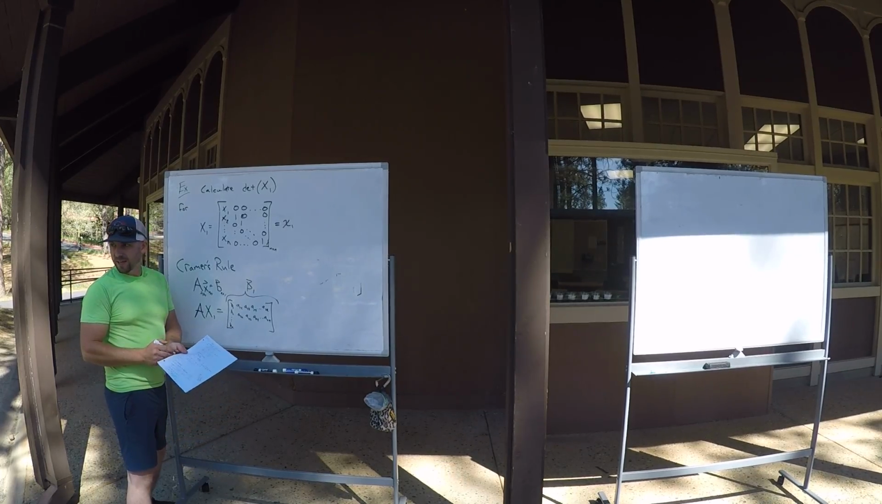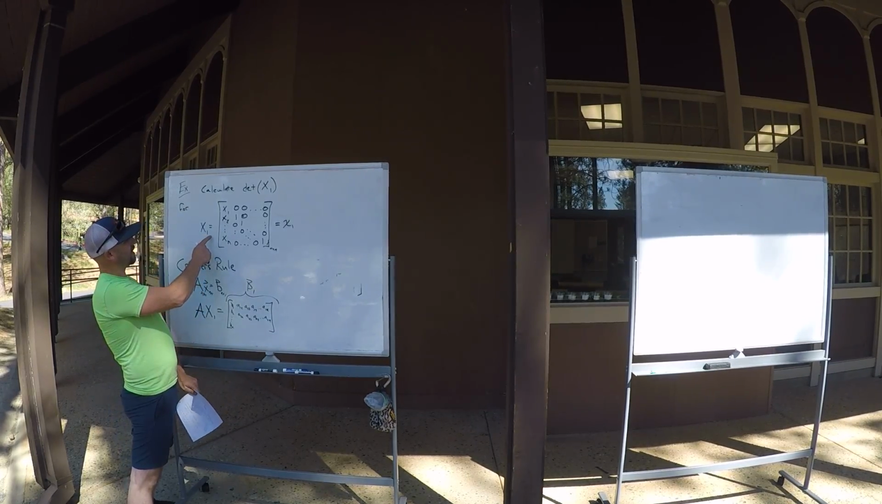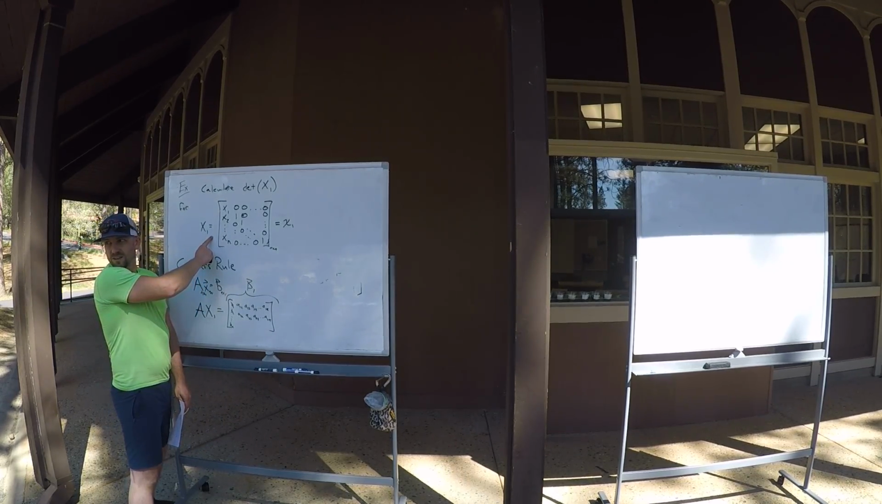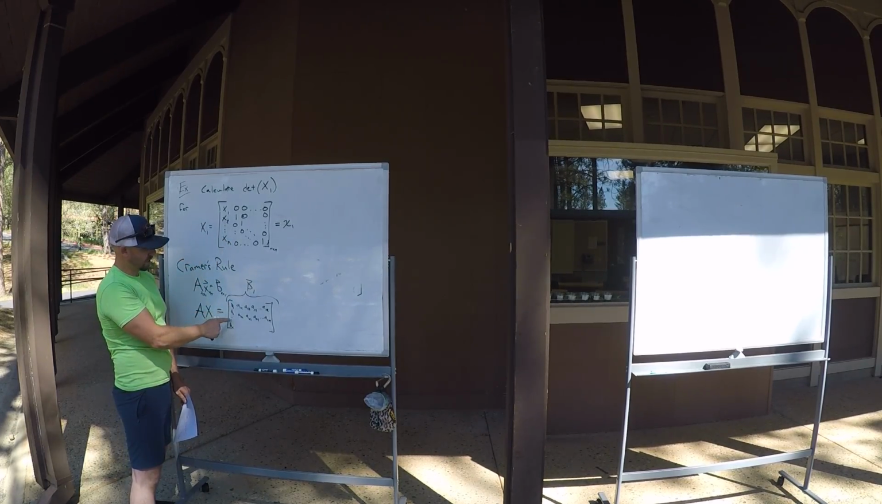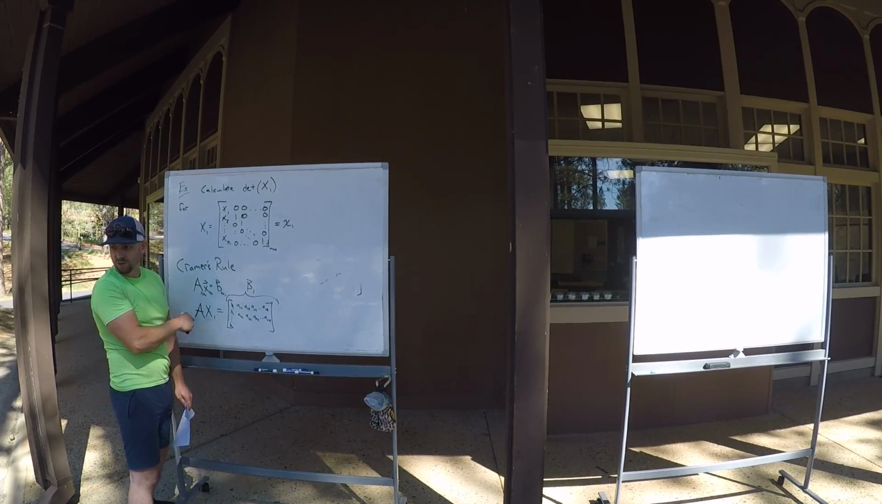So in the same way that my identity matrix up here, I replaced the first column and I made X1, I'm doing that exact same thing here, except I'm replacing a column of A with the vector B.